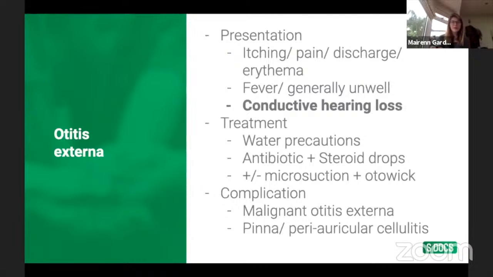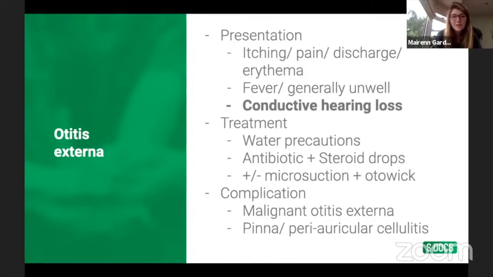Patients usually present with quite severe ear pain. There might be discharge or itching, and the ear is usually quite red. So this is something that you would see in the otoscopy and often quite obvious. If they've got an infection as well, they'll also have a fever and be feeling generally unwell. And again, this can lead to hearing loss. Hearing loss isn't always the first thing that they'll present with. It might be something that comes slightly later on.